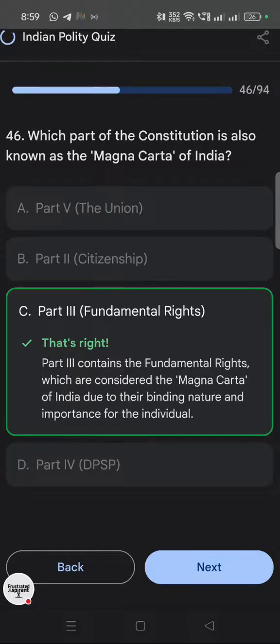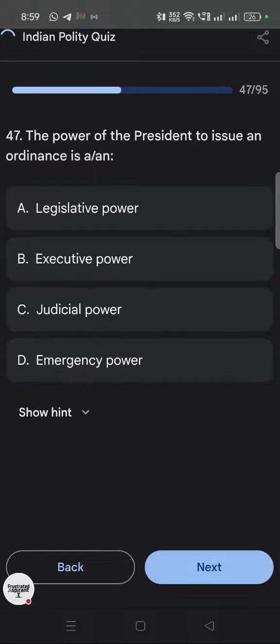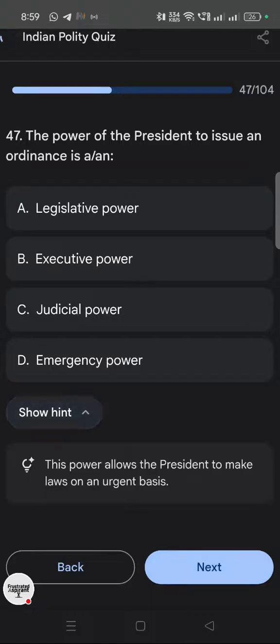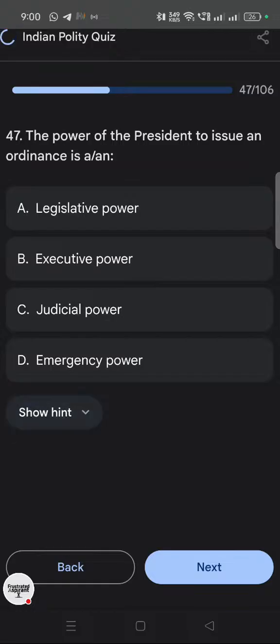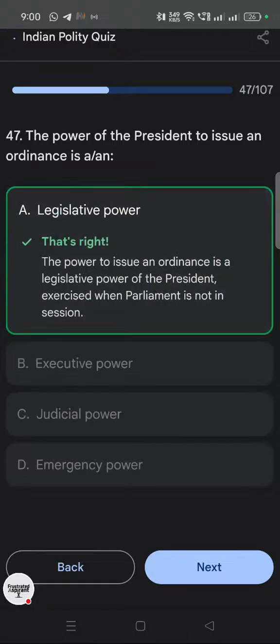The power of the President to issue an ordinance is a judicial power, executive power, or legislative power? The ordinance power allows the President to make law on an urgent basis. The power to issue an ordinance is a legislative power of the President, exercised when Parliament is not in session.